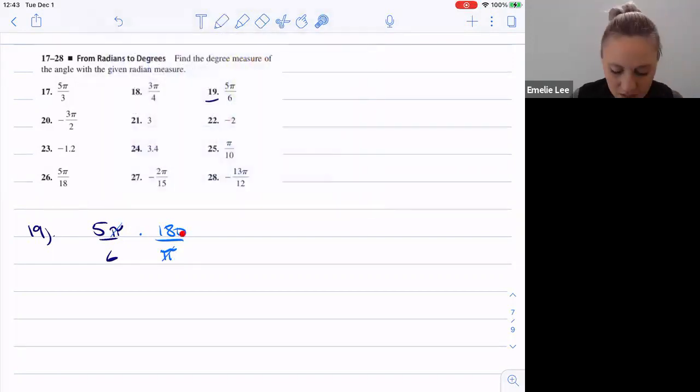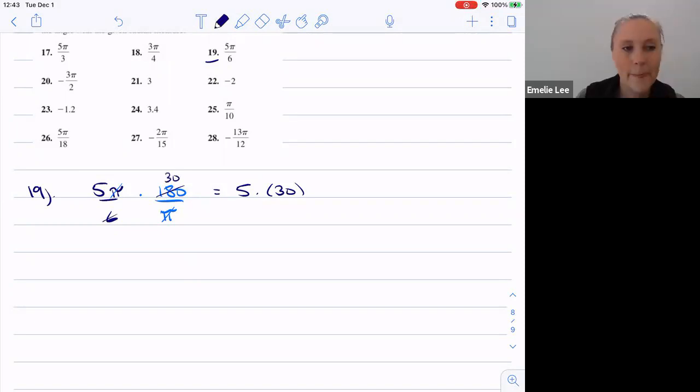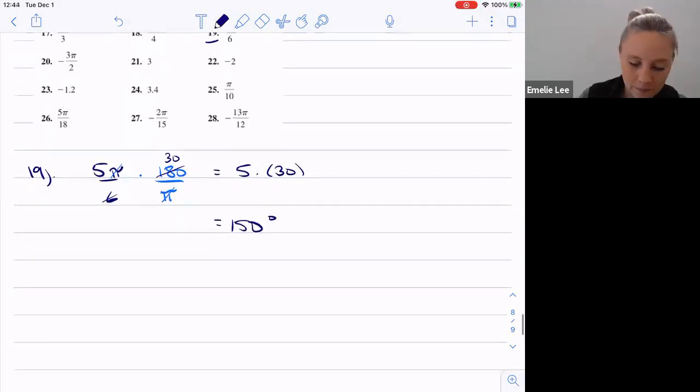What I'm going to do is see if 180 is divisible by 6. 5 is not divisible by 6, but maybe 180 is, and then I can simplify it a little bit. 180 divided by 6 is 30. So what I get is 5 times 30, because 180 divided by 6 is 30. Times 5 is 150. 150 degrees.